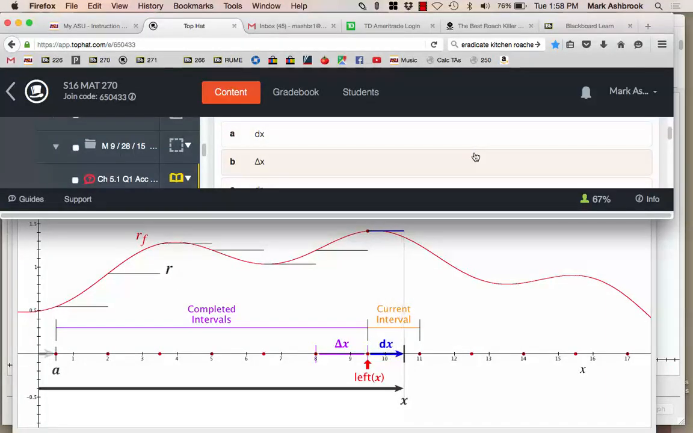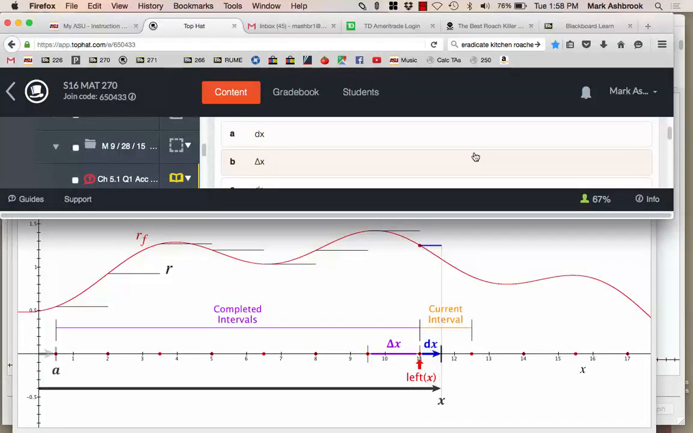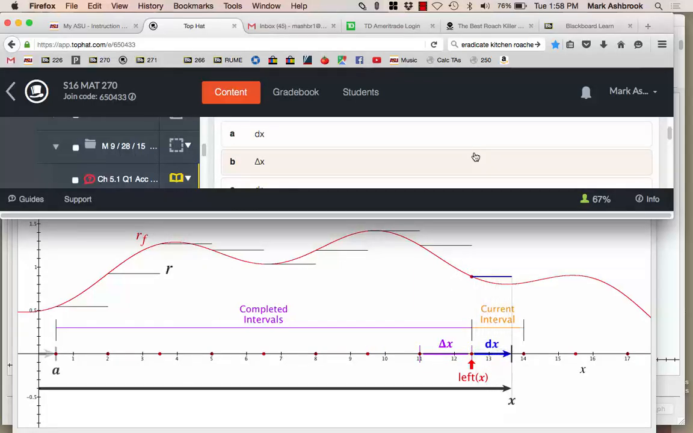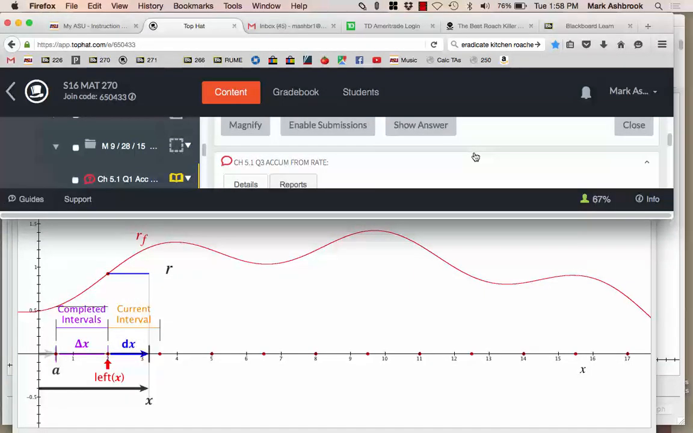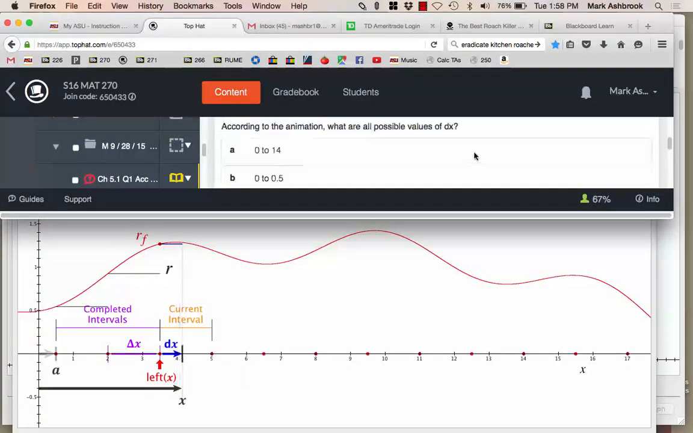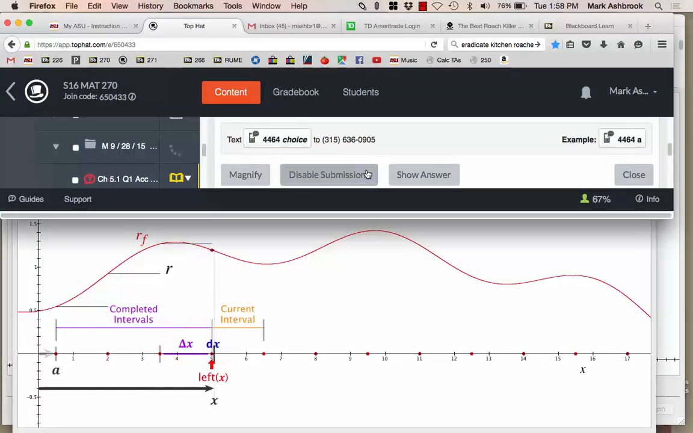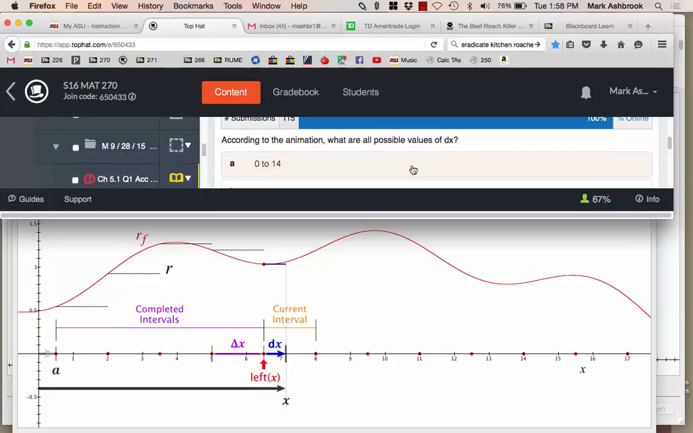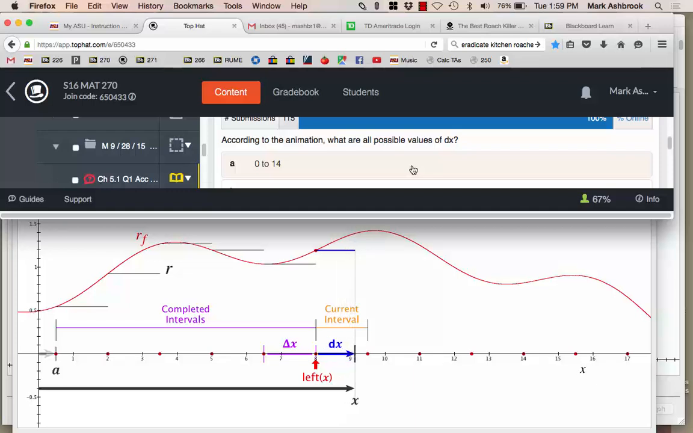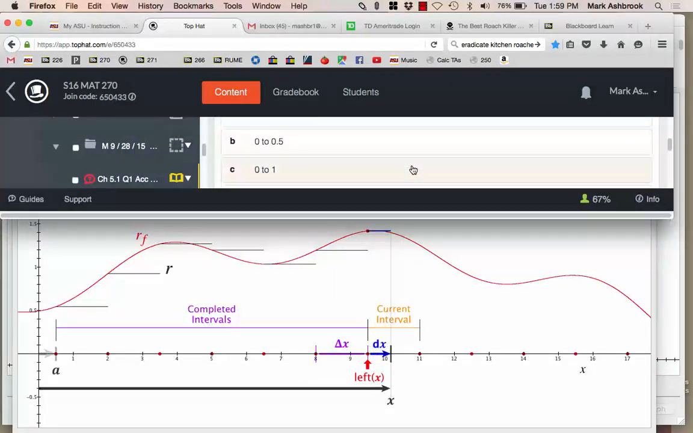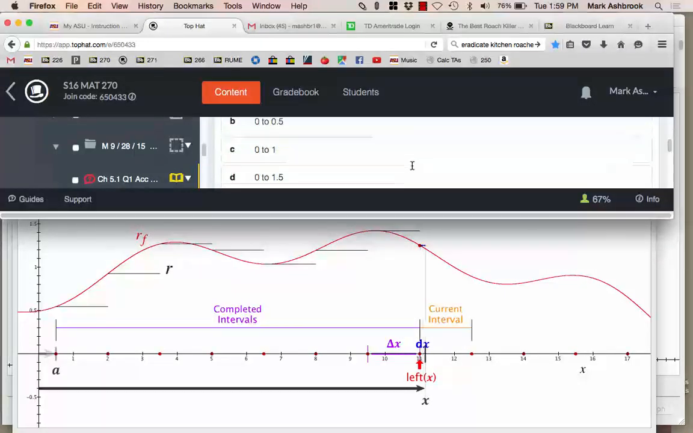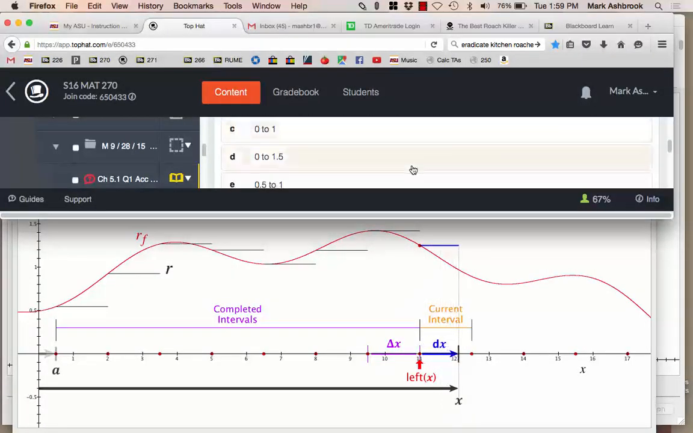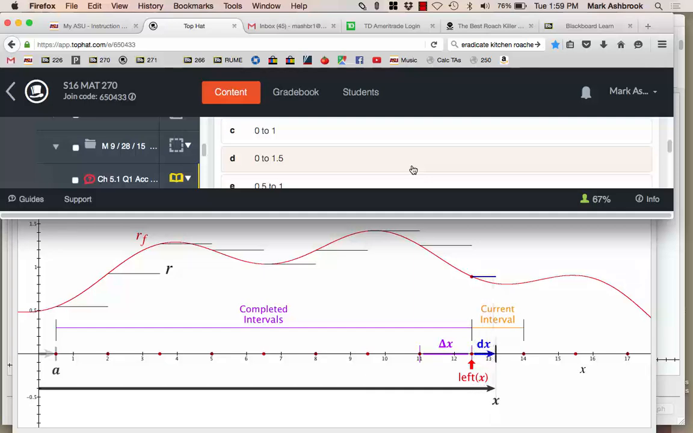Okay, so we said the width of a moment is our delta x intervals. The width of the moment in this particular case is 1.5, and that's delta x. What are all possible values of dx? From what to what? The change in x could be 0 up to 1.5. dx is the change in the current interval, so that starts at 0 and ends at 1.5. So answer D is correct.